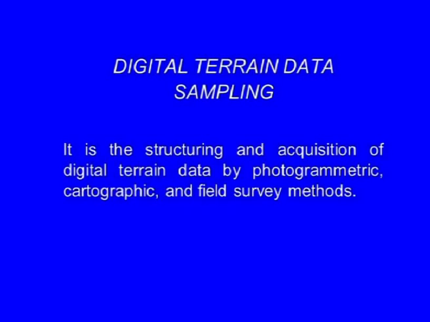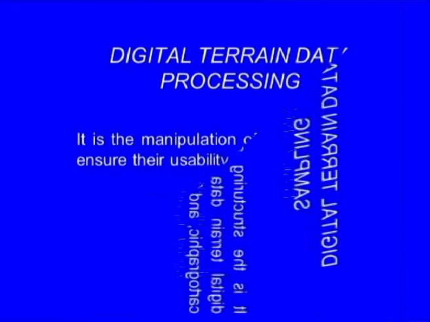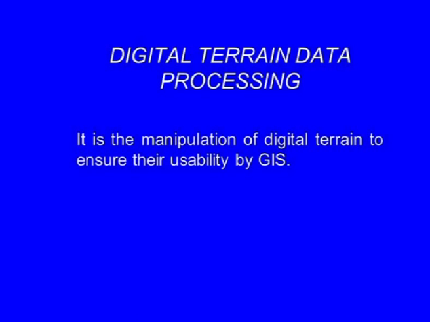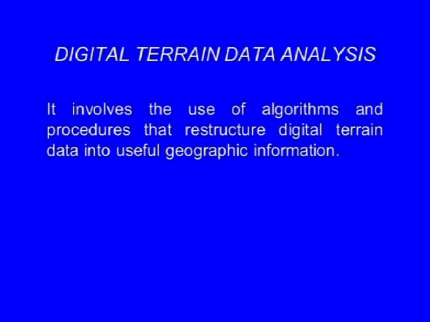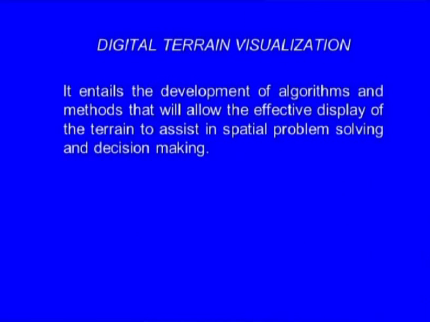Digital terrain data sampling is the structuring and the acquisition of digital terrain data by photographic, cartographic and field surveying methods. Digital terrain data processing is the manipulation of the digital terrain data to ensure their usability by GIS. Digital terrain data analysis involves the use of algorithms and procedures that restructure digital terrain data into useful geographic information. Digital terrain visualization entails the development of algorithms and methods that will allow the effective display of the terrain to assist in spatial problem solving and decision making.